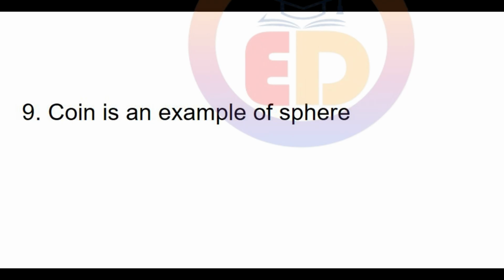Next, question number 9. Coin is an example of a sphere. Coin is an example of a circle. It is not an example of sphere. Example of sphere will be a ball. This sentence is false.